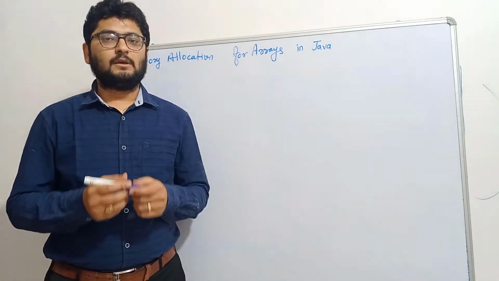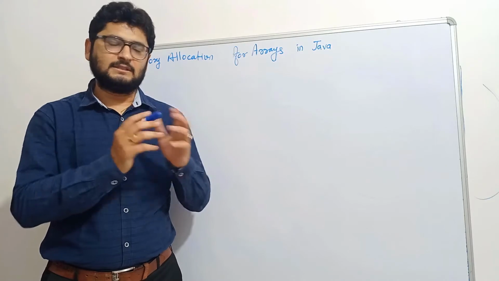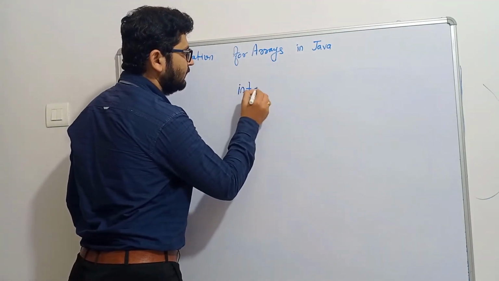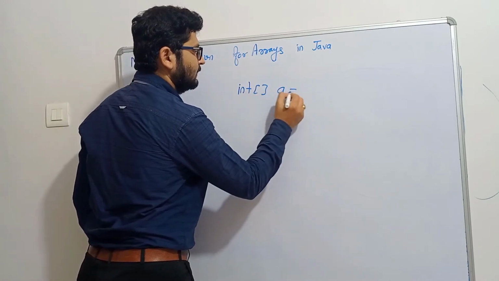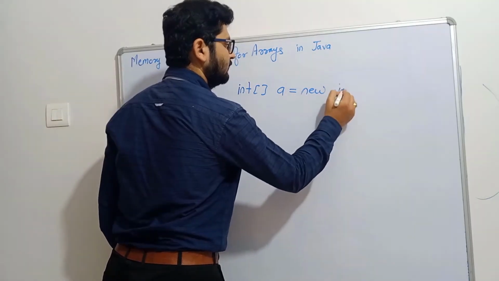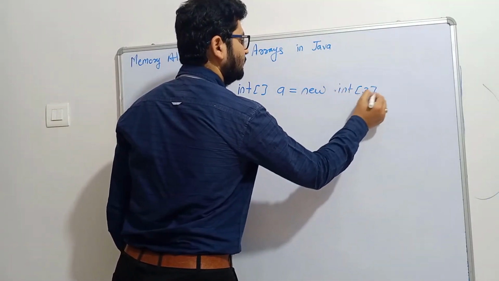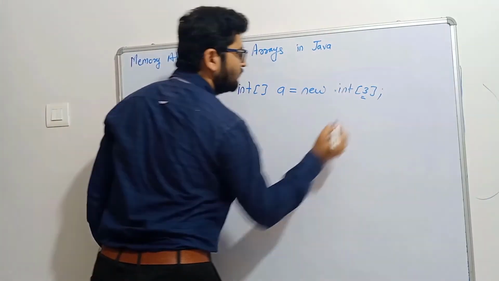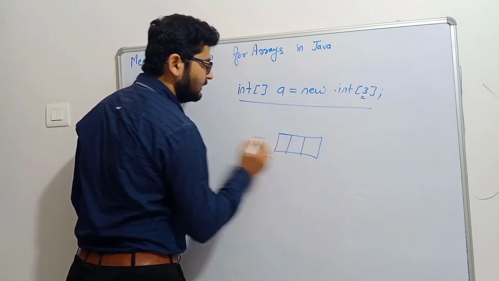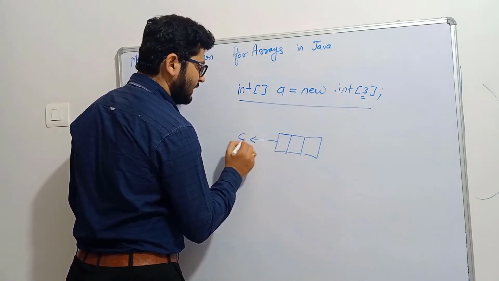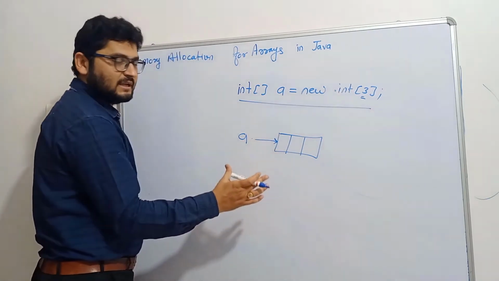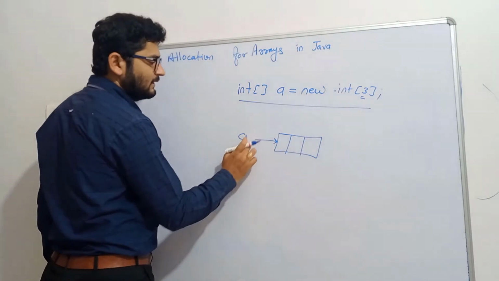Okay, let us now see how to allocate memory to an array in Java. So in Java we need to write int A equal to new int, and in brackets, that is nothing but the size of the array. So this statement is going to create an array with size 3 and that would be pointed by A.